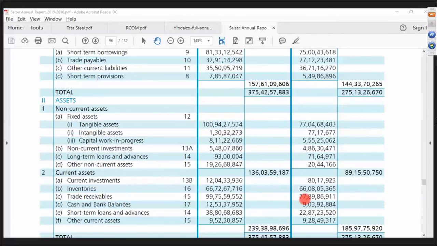And we see trade receivables have also gone up. We also see short-term loans and advances have gone up from 22 crore to 38 crore. So that's how it basically might be balancing itself out. All the data has gone, but surely all the 80-90 crore raised has not gone into capex. Some part of it has gone into other non-current assets, note number 15. Some part of it has gone into short-term loans and advances, note number 14, and some part of it has gone into current investments, note number 12, 13B, sorry, right?